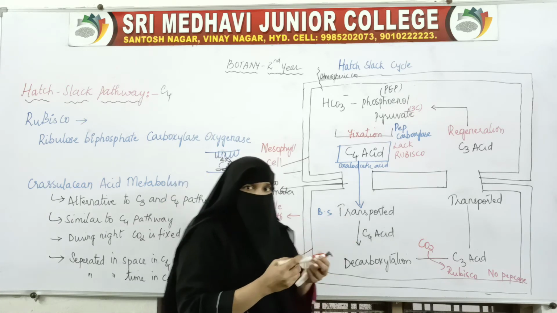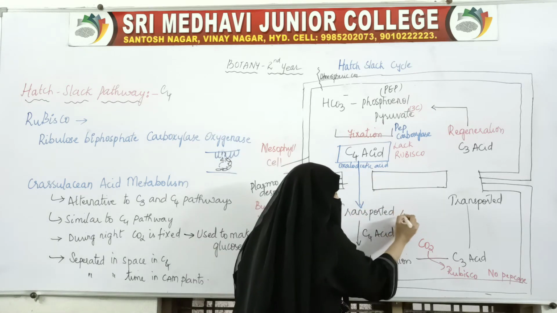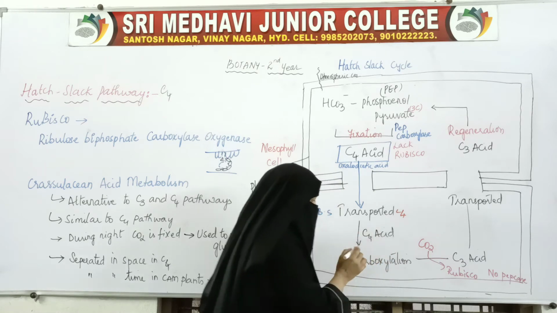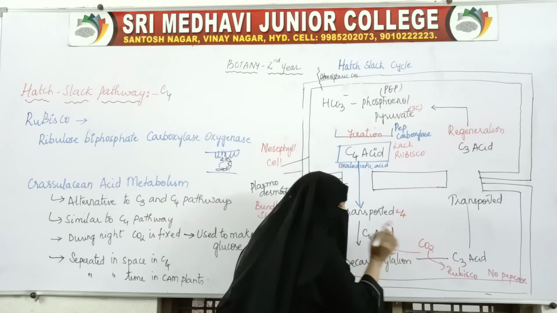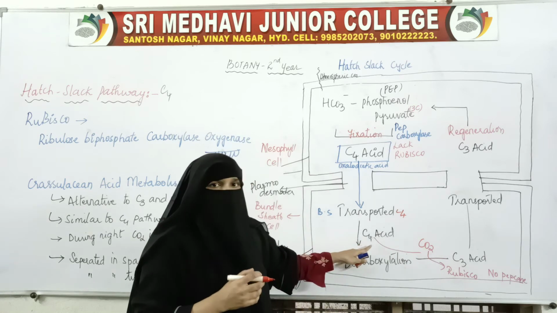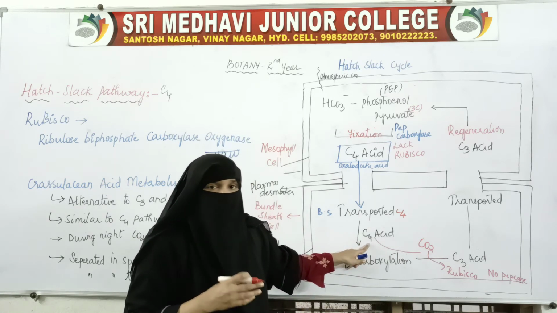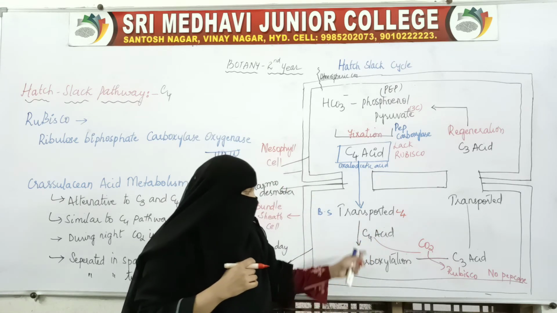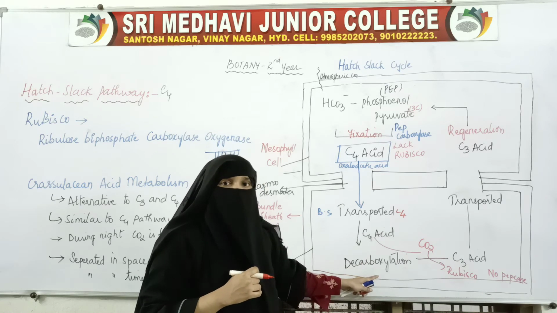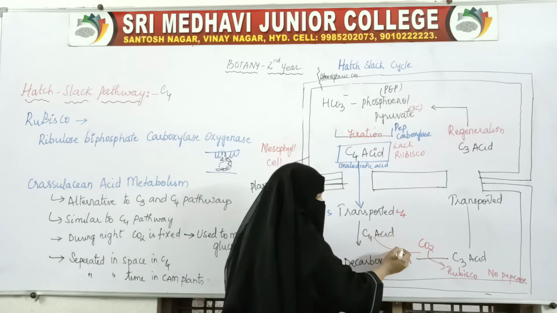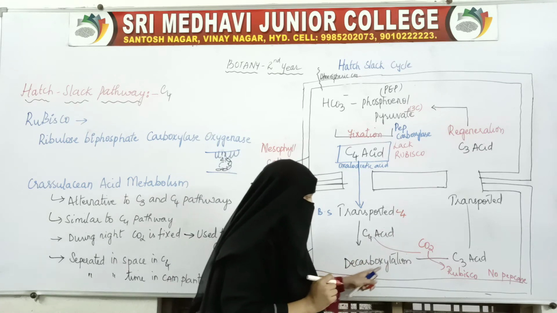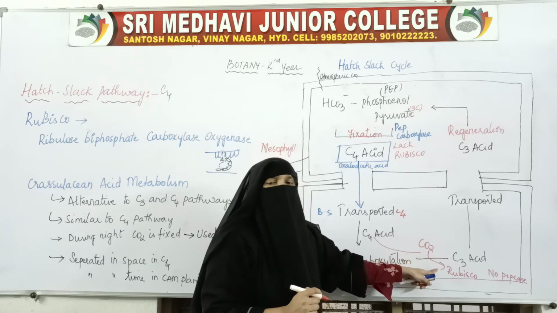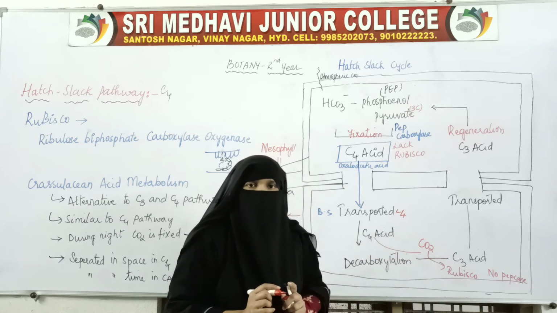How many carbons were there? In the C4 acid, 4 carbons were there. Now from the C4 acid, a carbon dioxide molecule is released. Decarboxylation of the C4 acid takes place, that is, from the C4 acid a carbon dioxide is removed.